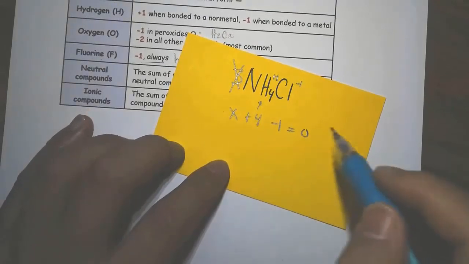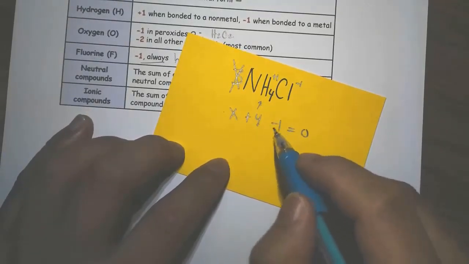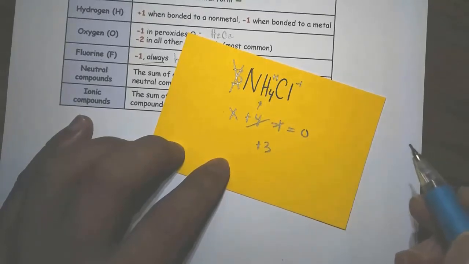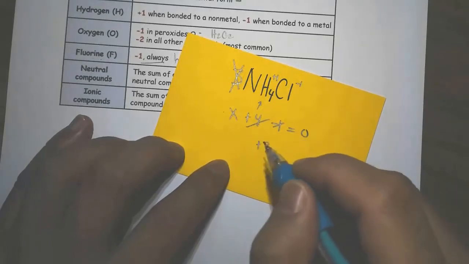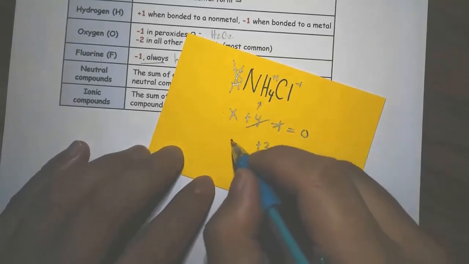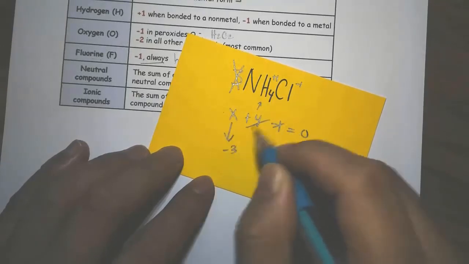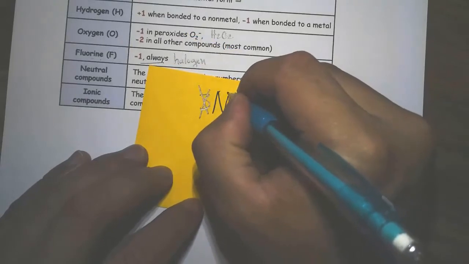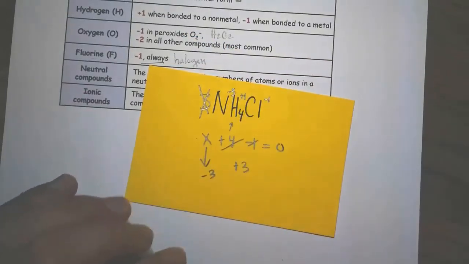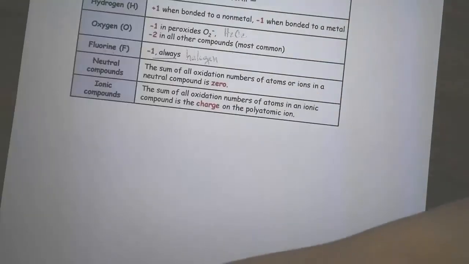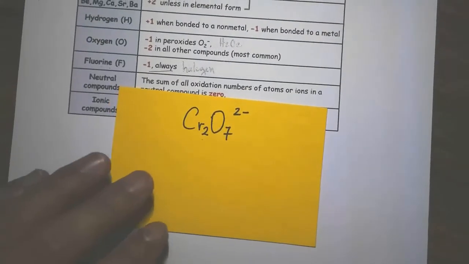So here we have +4 and -1, that gives us +3. So what is our X going to be? Of course, X is going to be -3 because -3 plus 3 gives us 0. So X is equal to -3, and our nitrogen has a -3. And that is all we have to do. Let's try another one where in this case I have an ion.